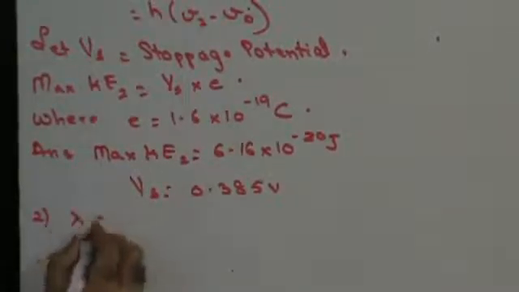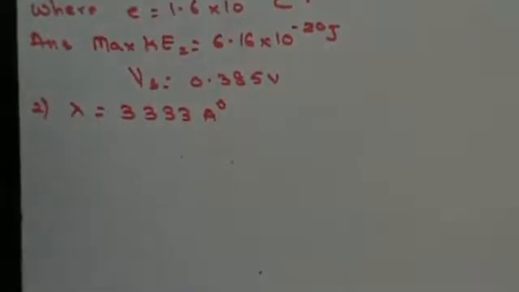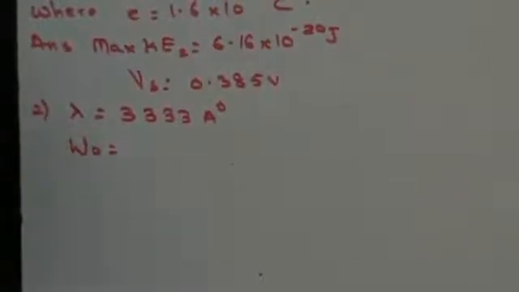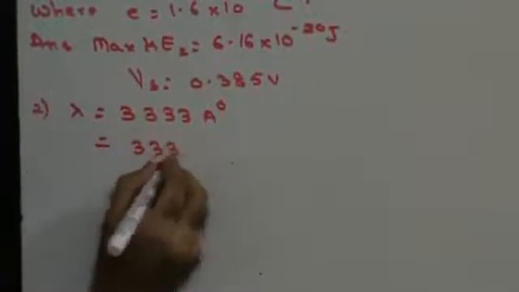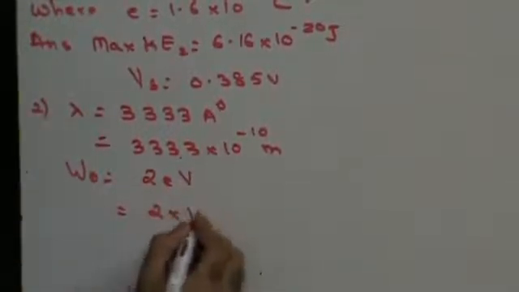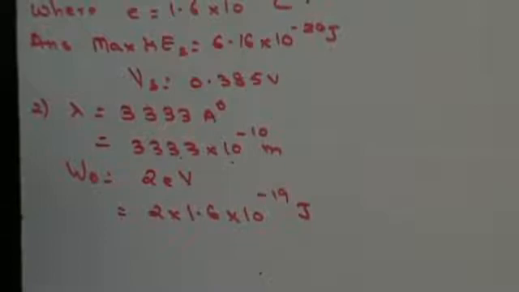A light of wavelength 3333 Armstrong units is incident on a metal having work function 2 electron volts. What is the stoppage potential of the metal?